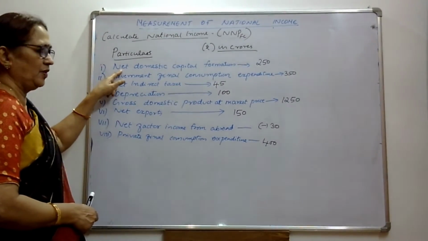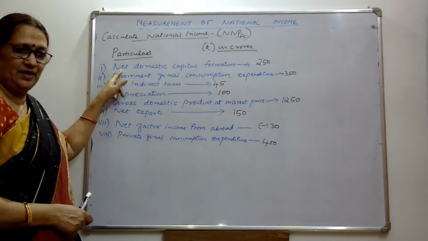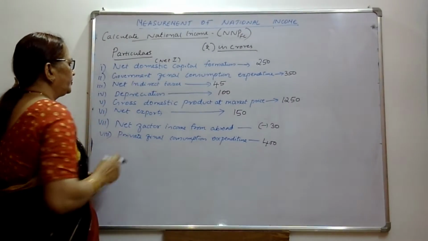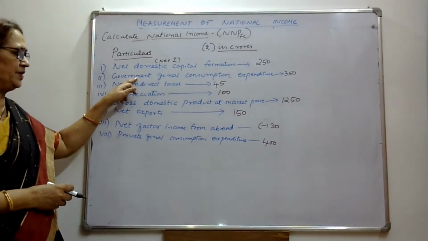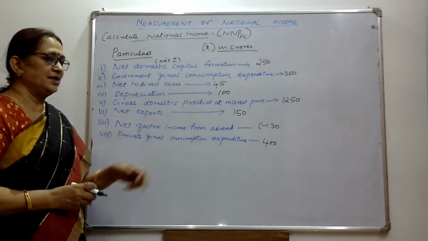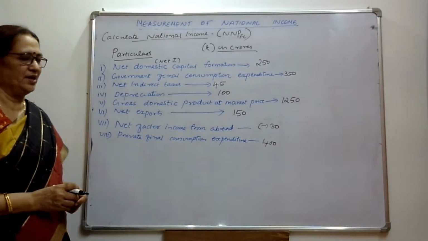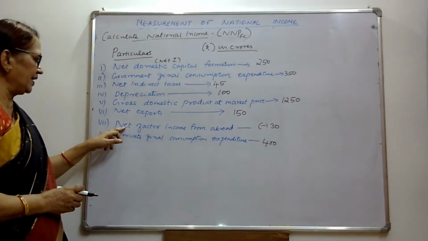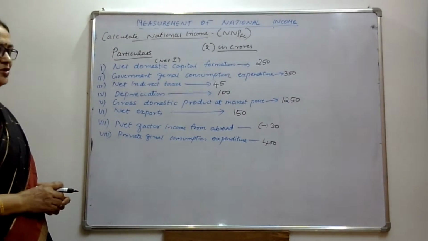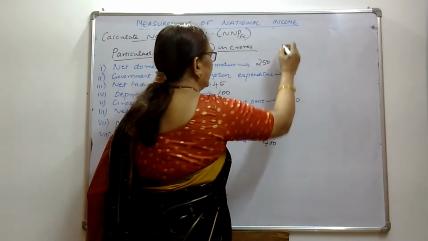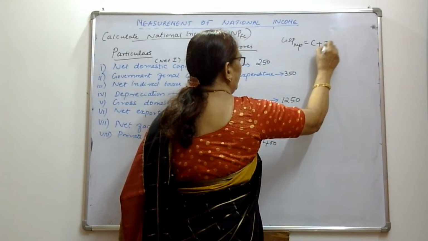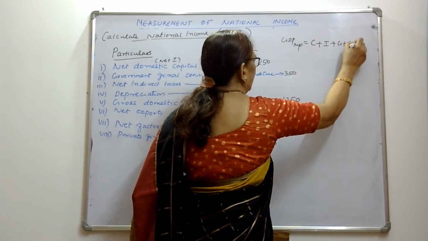Net domestic capital formation, otherwise called net investment, is given. Government final consumption expenditure is given. Net indirect tax, depreciation, and gross domestic product at market price are given. Net exports, net factor income from abroad and private final consumption expenditure are given. So, according to expenditure method, GDP at market price is equal to C plus I plus G plus X minus M.